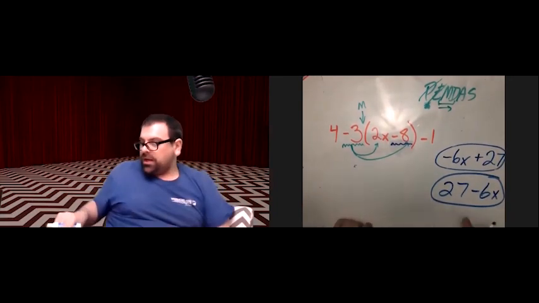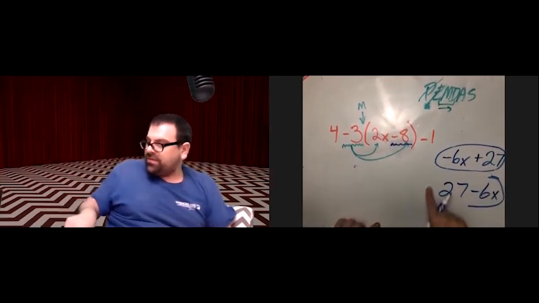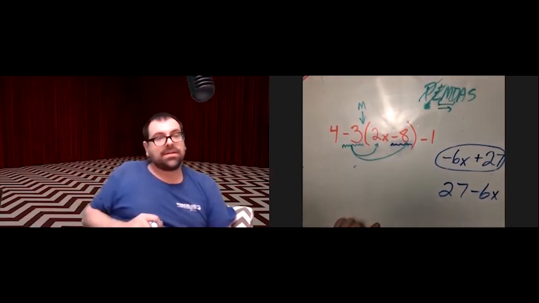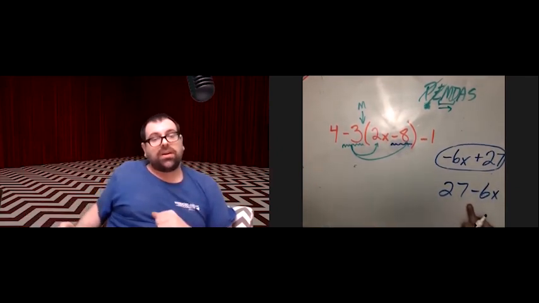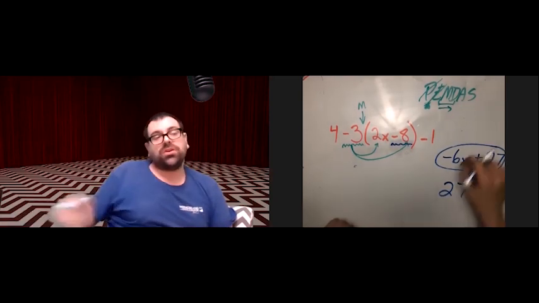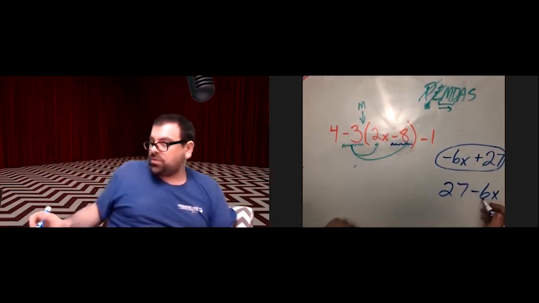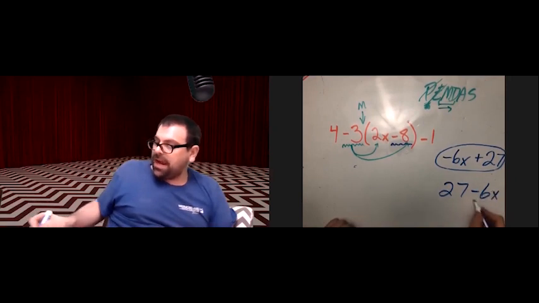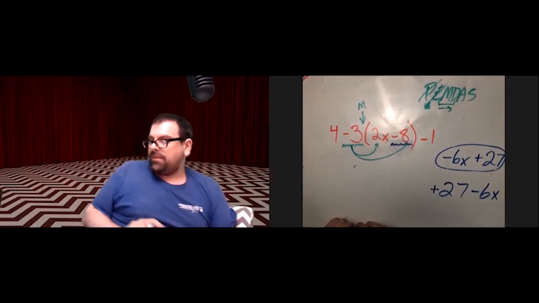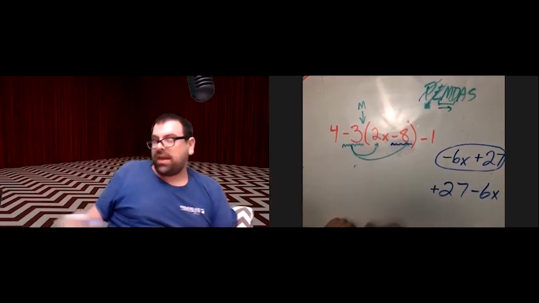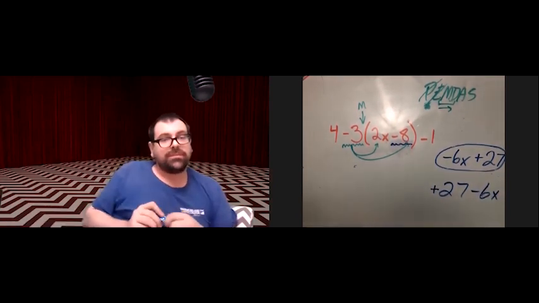If you did the work and you got 27 minus 6x and you like having your x's first, then feel free to write it this way. Just make sure you do it correctly. Make sure that you keep the negative with the 6x and realize that here you have a plus 27.